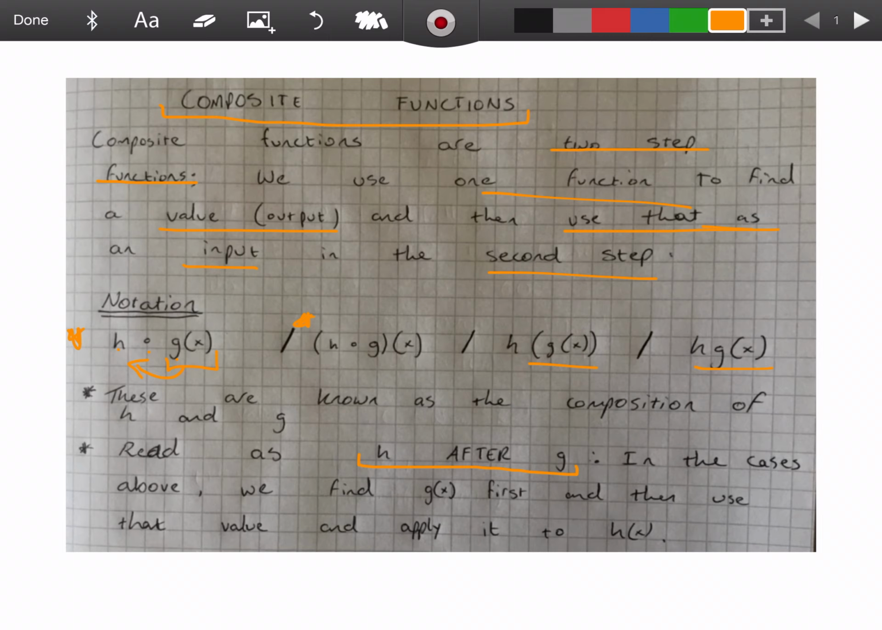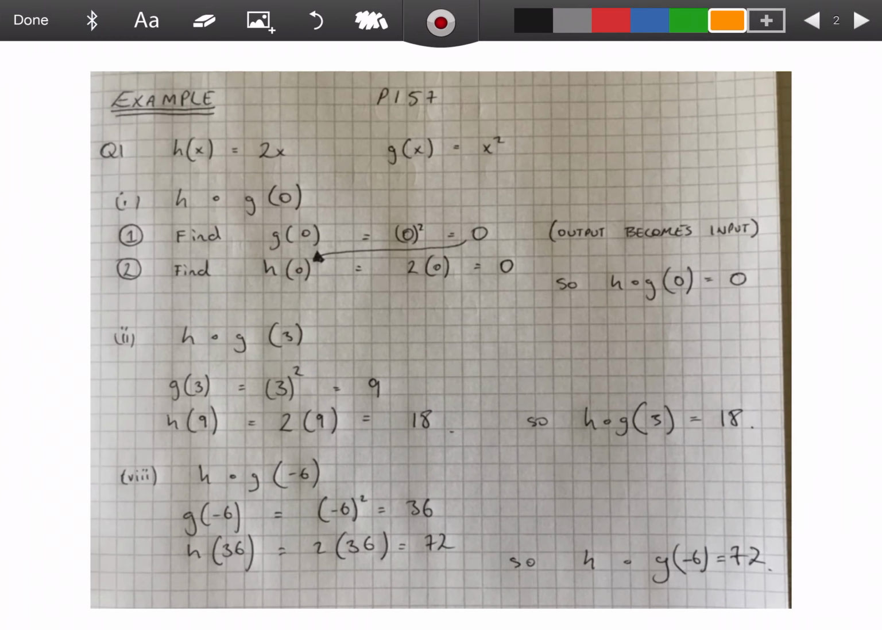So I do this part first, and then I apply that value to H. That's generally it. I've got a couple of examples now on the next slide to show you, and these are from your textbook, page 157, question 1. I've given you 3 examples. In this question, we're given the two functions: H of X is 2x and G of X is x squared. And we're looking for H after G of a certain value.